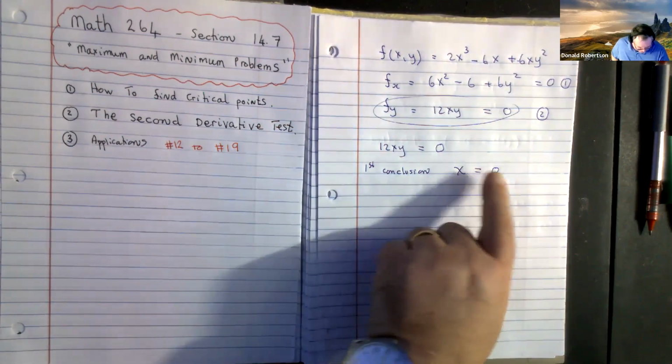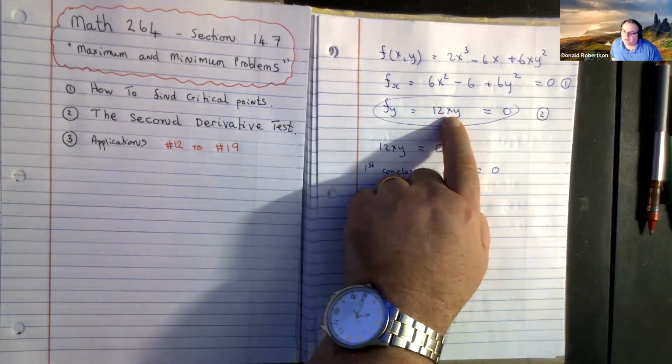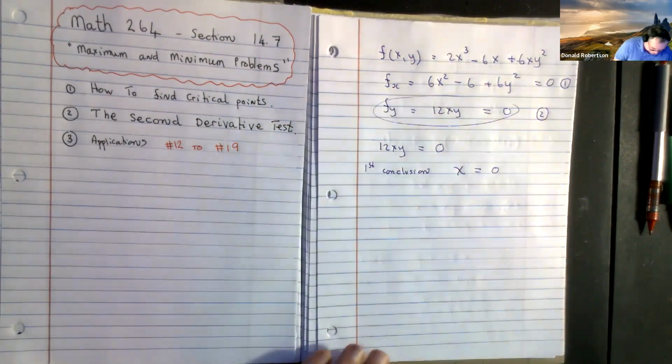So I'm going to assume that x equals 0, and now I'm going to find out what y would need to be for that to happen. Well, if x equals 0, y can be anything you like, because that's still going to be 0. So this is the guy that's going to be important.